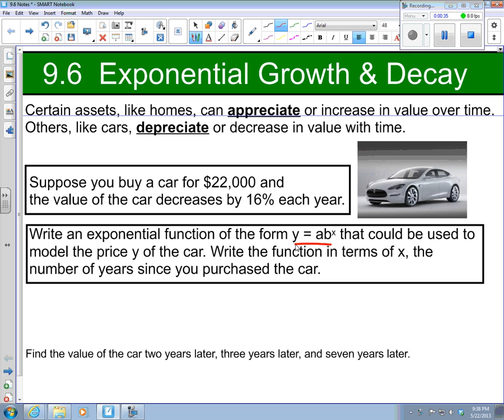Unlike cars, which depreciate or decrease in value at times. We've done some formulas like this, but I'm going to show you a specific formula that works pretty well. Suppose you buy a car for $22,000 and the value of that car decreases by 16% per year, which is about right. It makes sense. Write an exponential function of the form y equals ab to the x that could be used to model the price y of the car.